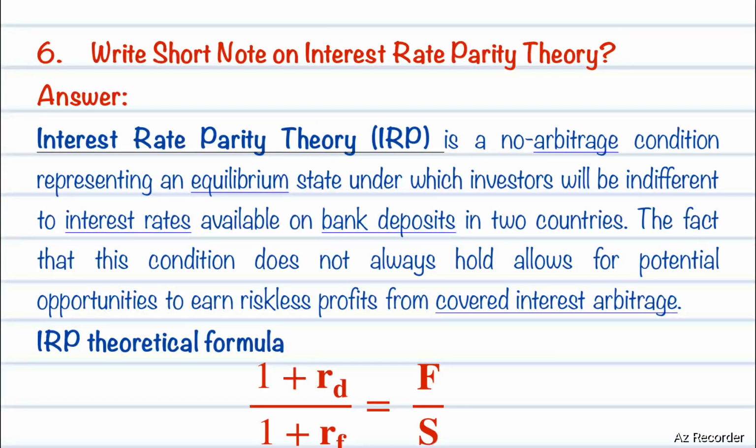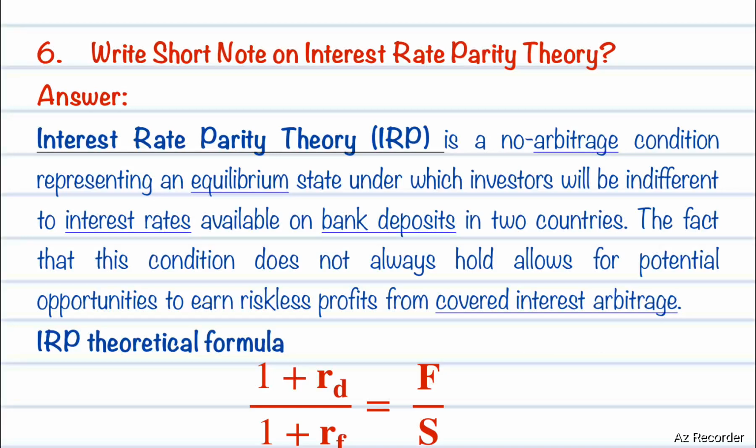Write short notes on interest rate parity theory. Interest rate parity theory, IRP, is a no-arbitrage condition representing an equilibrium state under which investors will be indifferent to interest rates available on bank deposits in two countries. The fact is that this condition does not always allow for potential opportunities to earn riskless profits from covered interest rate arbitrage.